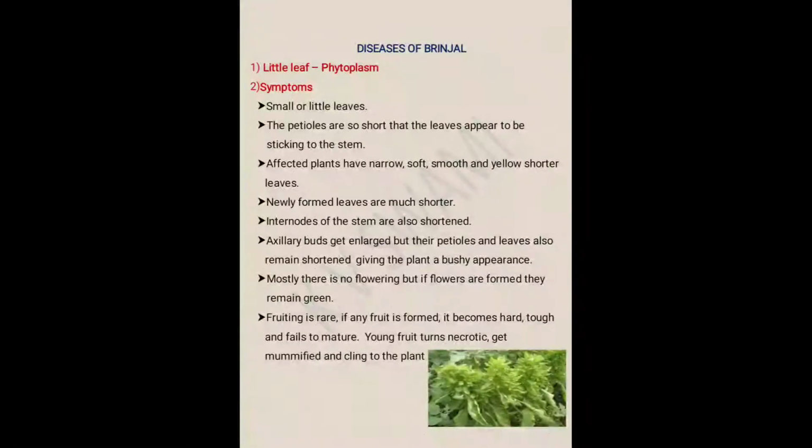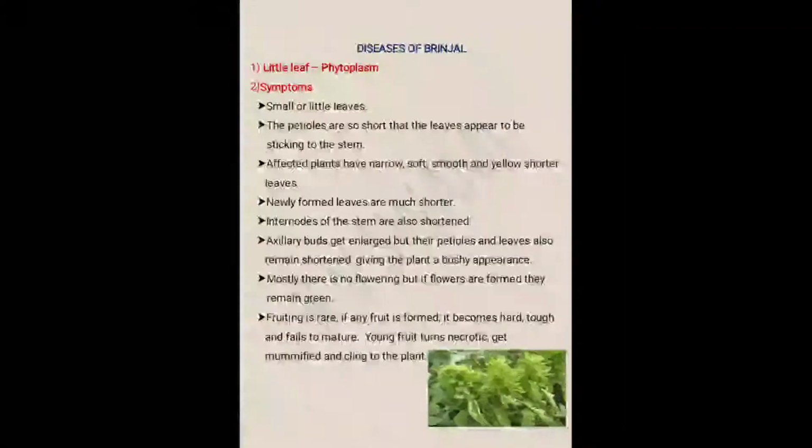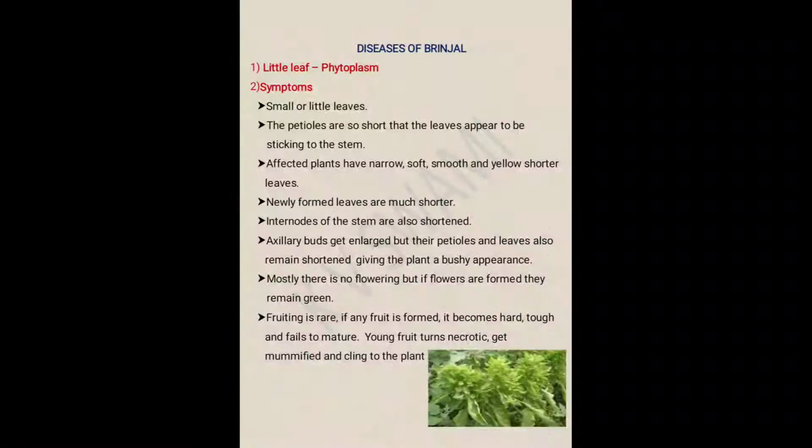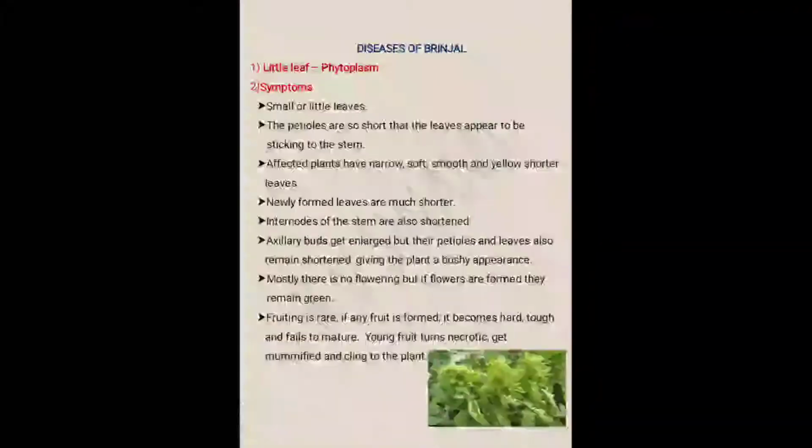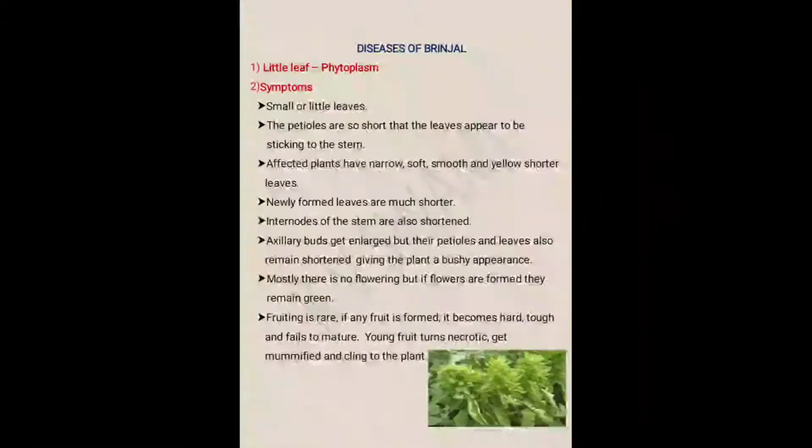Other symptoms are very common which can be seen in each and every disease. For example, drying, fruit development, then stunting of growth, etc. The petioles are so short that the leaves appear to be sticking to the stem. The affected plants have narrow, soft, smooth and yellow shorter leaves. Means near about all the symptoms are related to the leaf and its development.